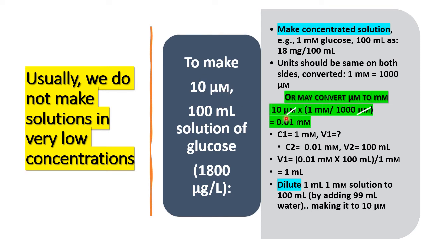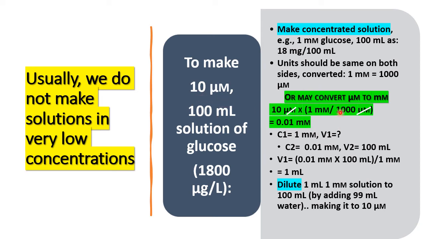So you just multiply this 10 micromolar by 1 millimolar divided by 1000 micromolar, and this micromolar cancels out with this micromolar, and what is left is millimolar, and 10 divided by 1000 is 0.01. So it means 0.01 millimolar is the same as 10 micromolar.